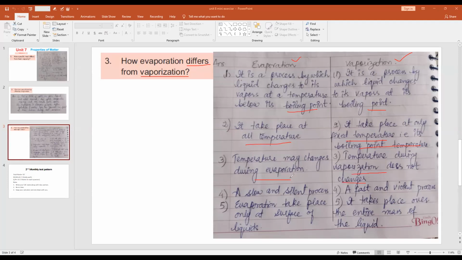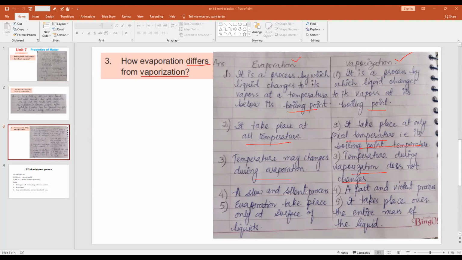Obviously, whenever evaporation takes place, it will depend upon your surroundings as well, that what kind of temperature is in your presence, right? So if it is a very hot season, then evaporation can take place very rapidly. But if it is winter, the process will slow down. So evaporation can be slow or fast, but the temperature can vary. But in case of vaporization, the temperature will be its boiling point, right? The temperature will not change, right?